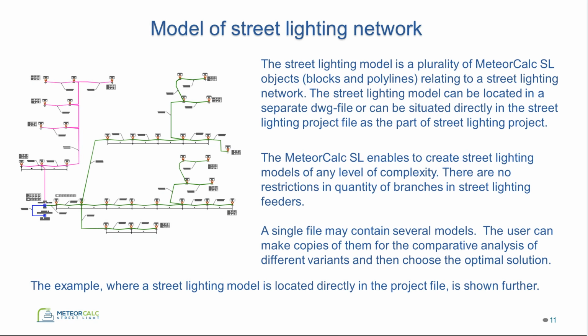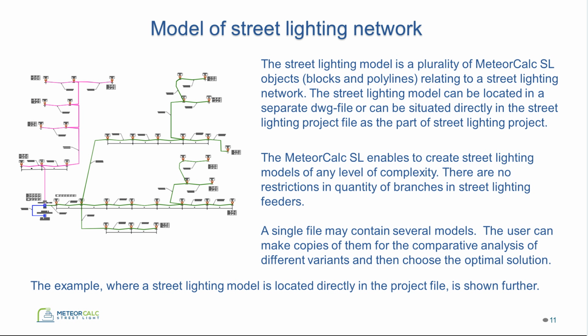The street lighting model is a plurality of MeteorCalc objects relating to a street lighting network. The street lighting model can be located in a separate DWG file or can be situated directly in the street lighting project file as the part of street lighting project. You can make any number of street lighting models in the drawing. For example, you can make the temporary copy of a model, change configuration of feeders or cables parameters, then compare different variants and choose the optimal solution.